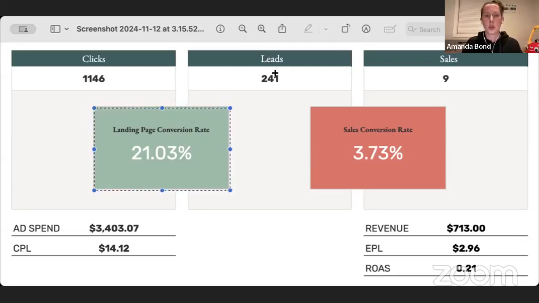From there, we've had 241 people become leads. We've spent a majority of our budget on getting those people to become leads. And our average cost per lead down here is $14.12. So for this client, that lead cost is good, reasonable, to be expected for them.